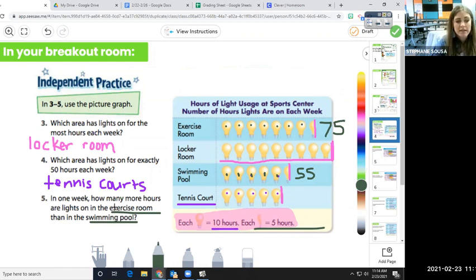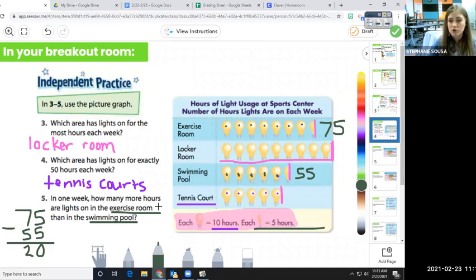So the question is, in 1 week, how many more hours are lights on in the exercise room than the swimming pool? Let's write the exercise room hours. That's 75 hours. The swimming pool is 55 hours. So we are going to subtract to find the extra that the exercise room uses. 5 subtract 5 is 0. 7 tens subtract 5 tens is 2 tens. 2 tens and 0 ones equals 20.